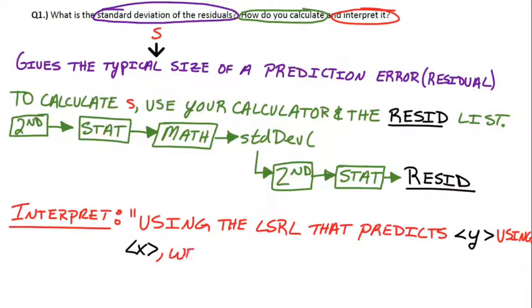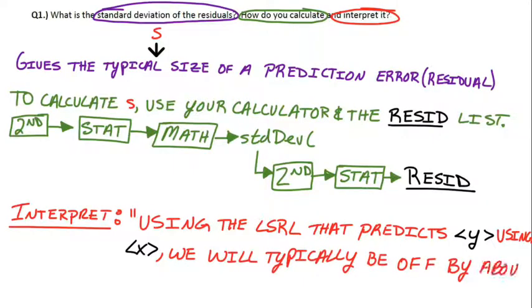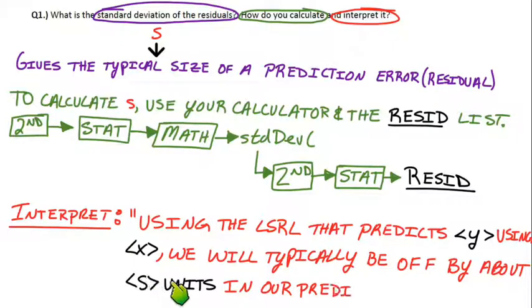We can expect, or we will typically be off by about, whatever S is, whatever that standard deviation value is, that many units in our predictions. And again, S has the same units as the response variable, or the Y variable. So this right here is your golden ticket to being able to interpret the standard deviation of the residuals. Using the LSRL, the one that predicts the Y using X, will typically be off by about S units in our predictions.